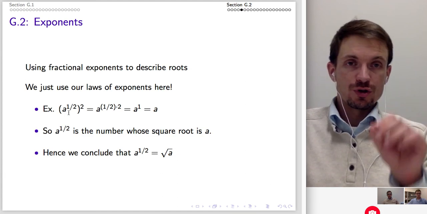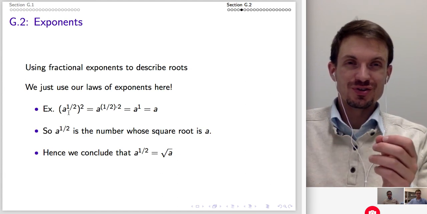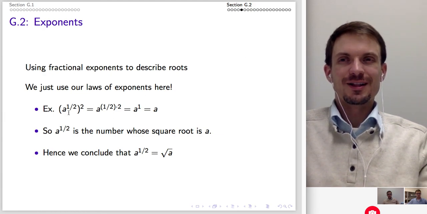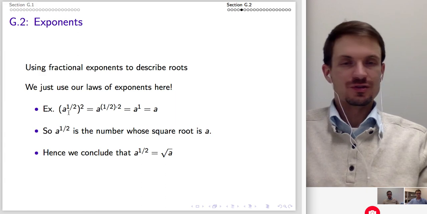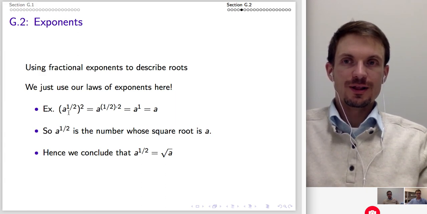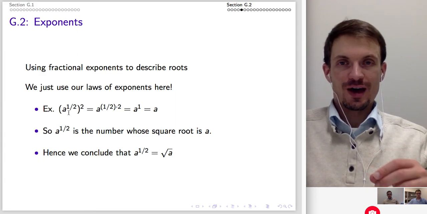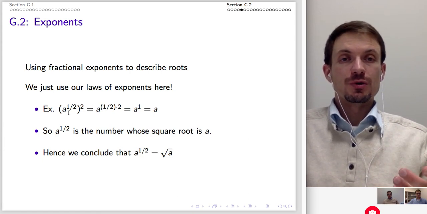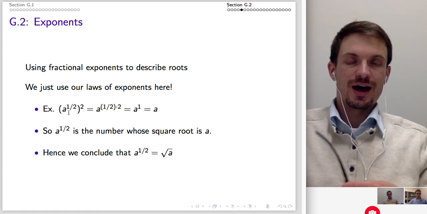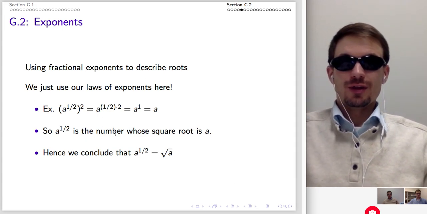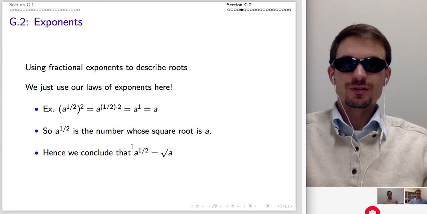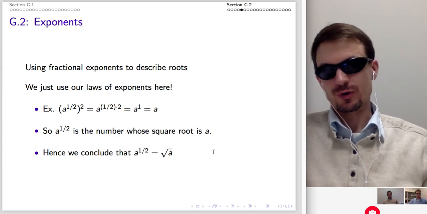Similarly, square root of 2 times the square root of 2 is 2. That's just square root squared. Square root of 5 times square root of 5 is just 5. Square root of x times the square root of x is just x. This is going to be really important when we're rationalizing the denominator in a little bit. Okay, a to the 1/2 is a number whose square is a, and we conclude a to the 1/2 is square root of a.